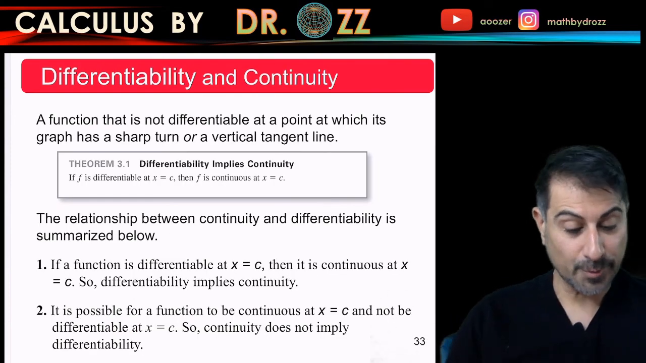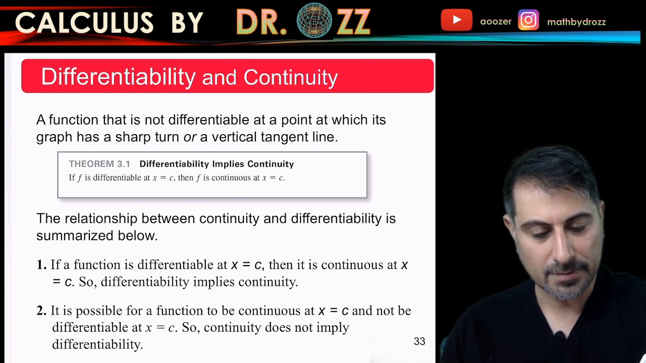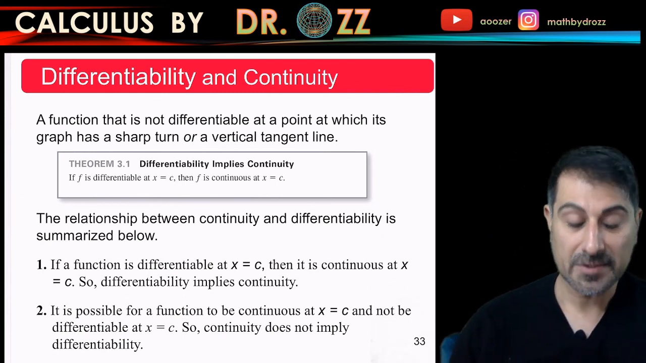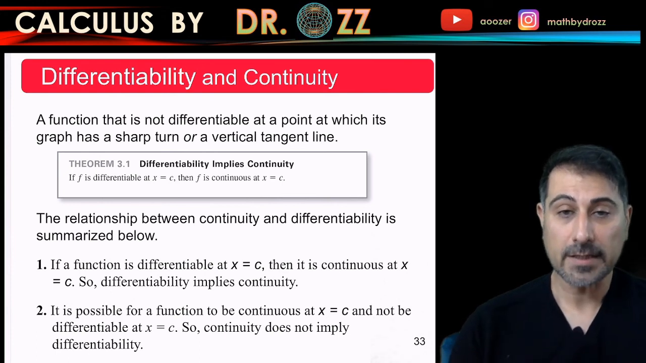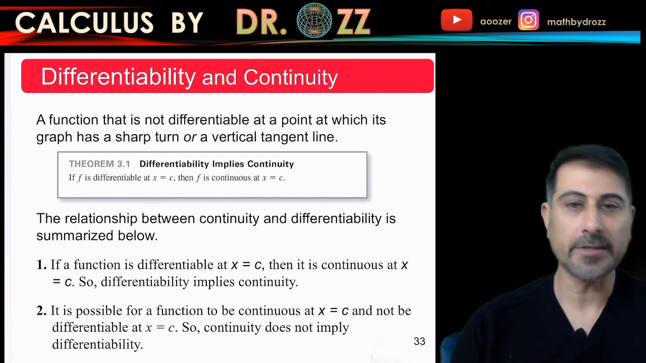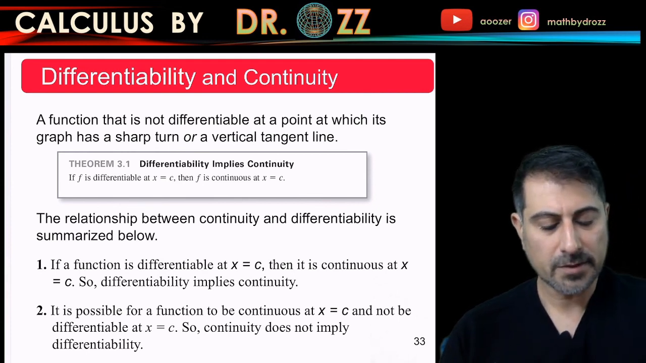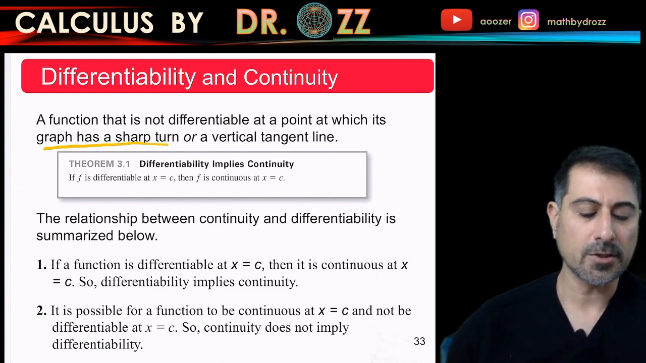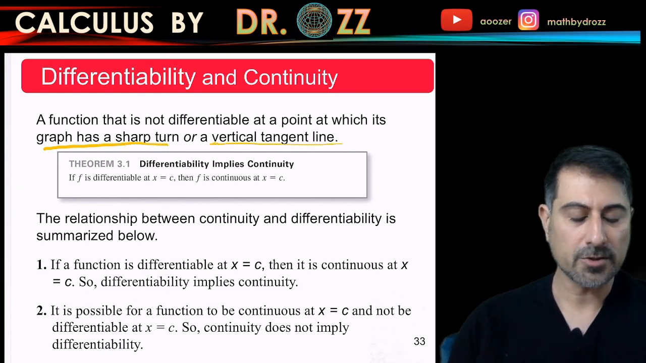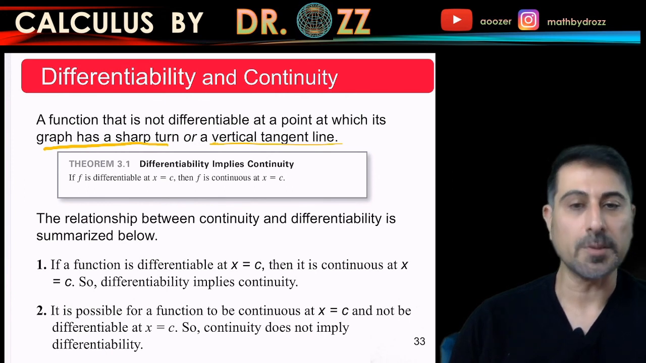All right, there comes the result that I have shown you in the beginning, right? So that if f is differentiable, then it's automatically continuous, and if f is not continuous, it's automatically not differentiable. Okay, and especially when the graph of a function has sharp turns or a vertical tangent line, that's when we conclude that f is not differentiable.